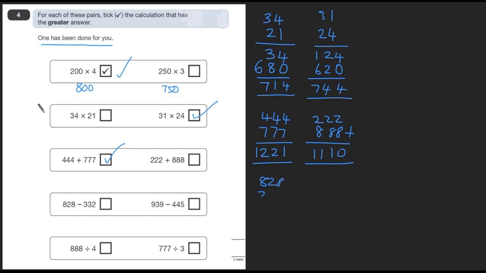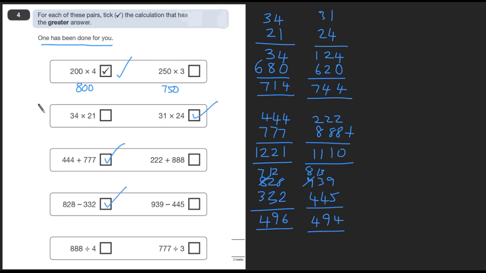828 take away 332. So 6 and 8 becomes 7. This is 12. 12 take away 3 is 9. 496. And 939 take away 445: if you take away 4 and this becomes 8 and this becomes 13, take away 4 is 9, and 494.